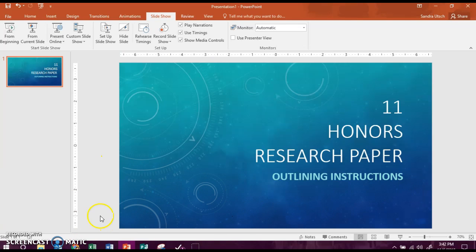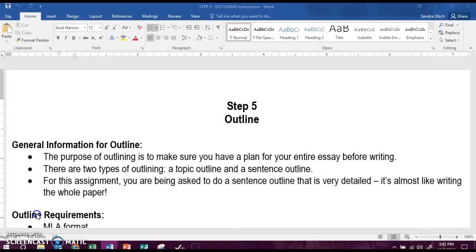your assignment. So for starters, please go in your packet over here to your instruction sheet. And we're just going to work through this step by step to make sure everybody gets everything. The purpose of outlining in general and for us is to make sure we have a plan for writing our essay before we even start writing the actual paragraphs.